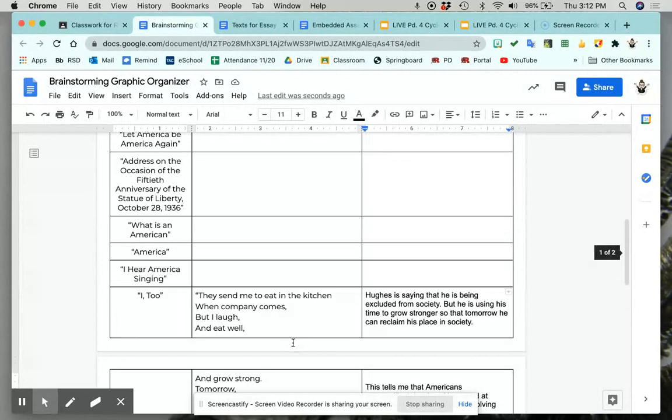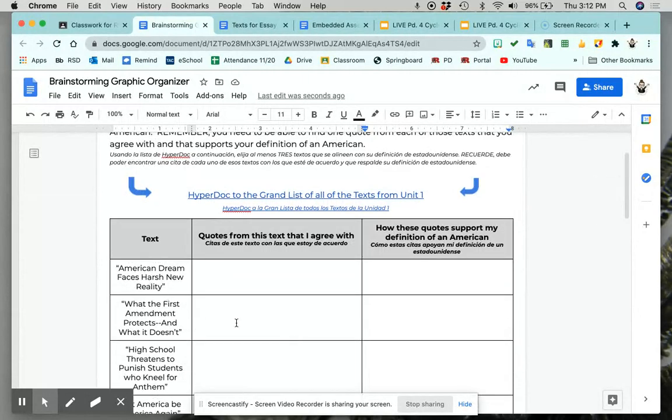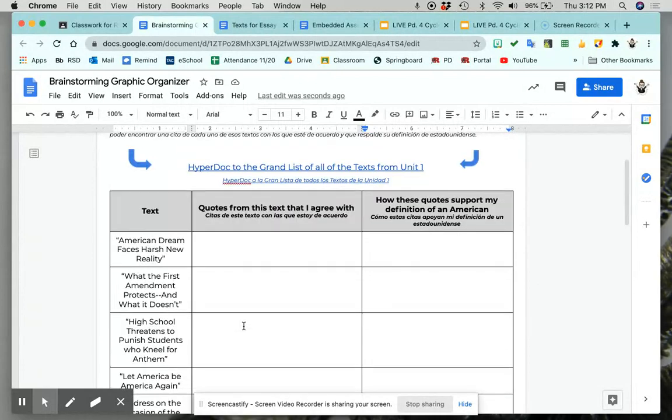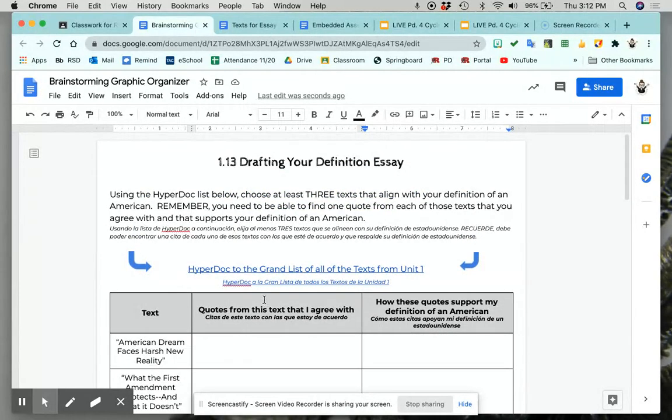So you're going to do that for 3 of these texts or more. And then that is where we finished for the day. You will turn that into me. And then the next time we meet, we will talk about putting it into a thesis statement.